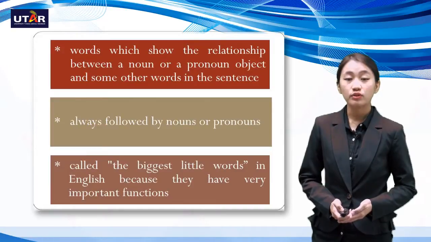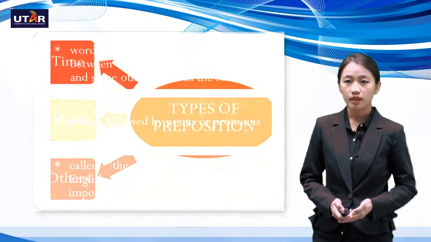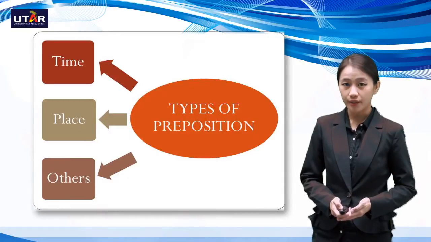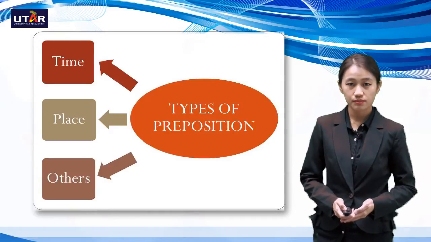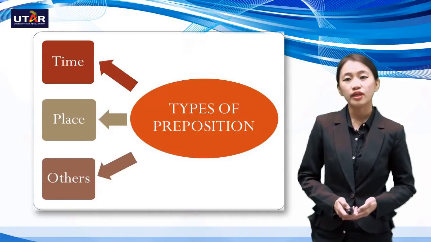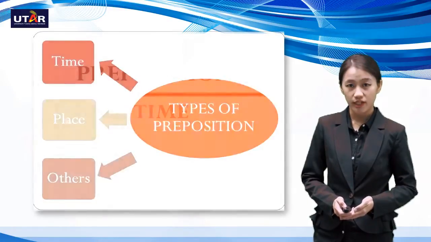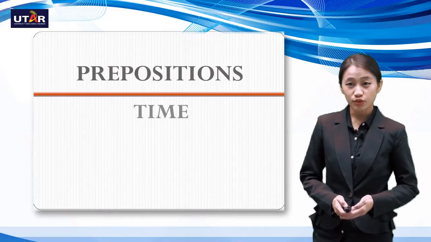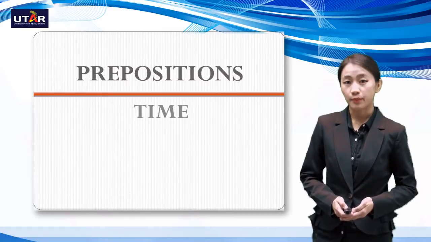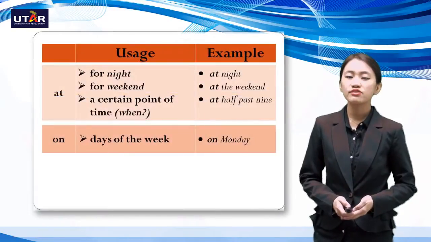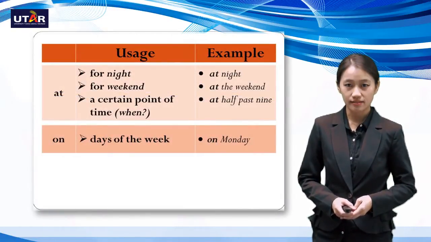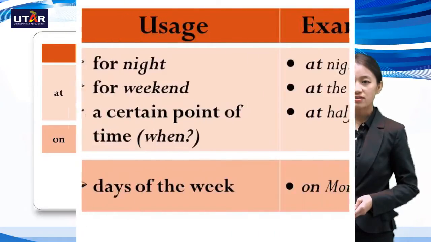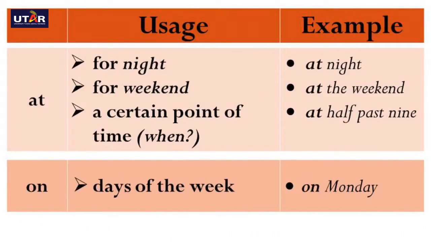Now we will look into the types of preposition. We will look in terms of time, place, and also others. First, let's look into prepositions in terms of time. We will cover the usage and also the examples of these prepositions. First, we will look at the preposition at. The usage of at will be for night, for weekend, or a certain point of time.